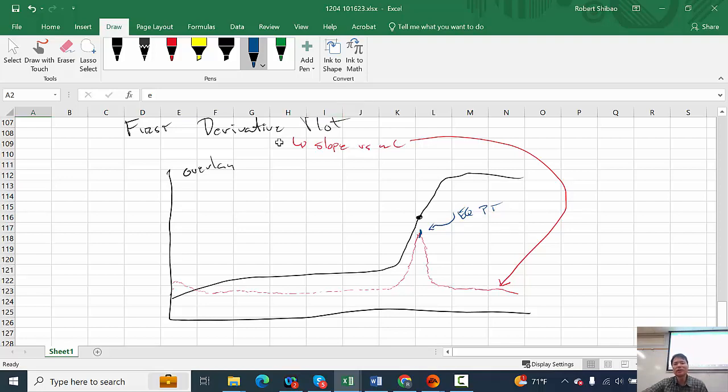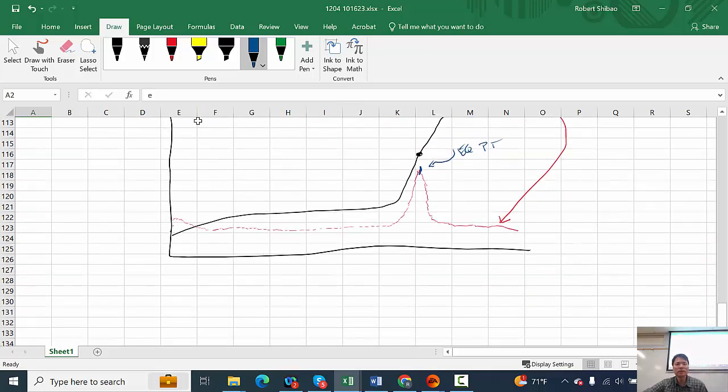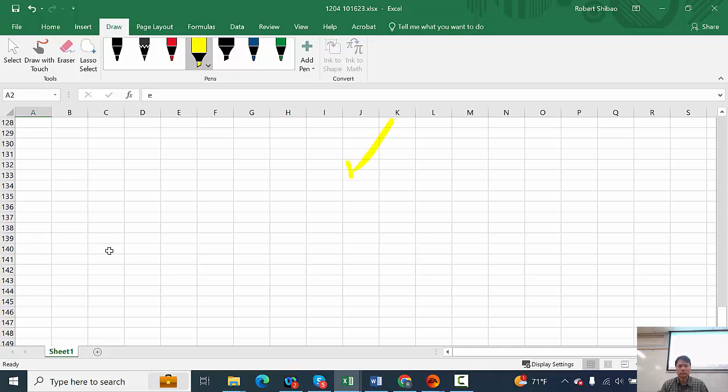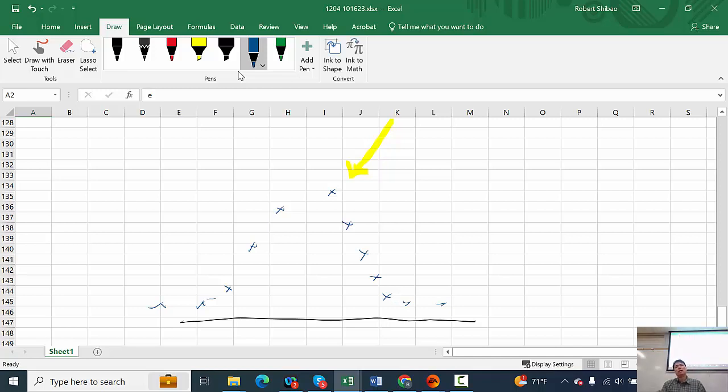Now, it depends on how we fit this curve. I'm going to blow this area up, and then we'll take a look at this in more detail. We have to look at the data here for this peak. It should be fairly symmetric, like this. Now, it depends on how we fit this data.